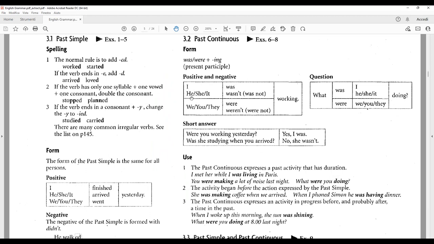Positive and negative: I was, he, she, it was, or wasn't. Working: I was working, or I wasn't working; he, she, it was working, or he, she, it wasn't working. You, we, you, they were working.